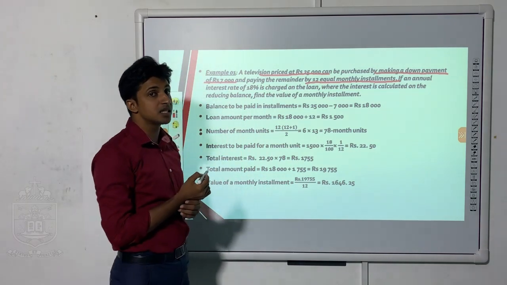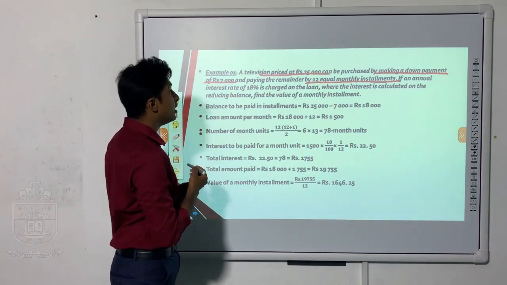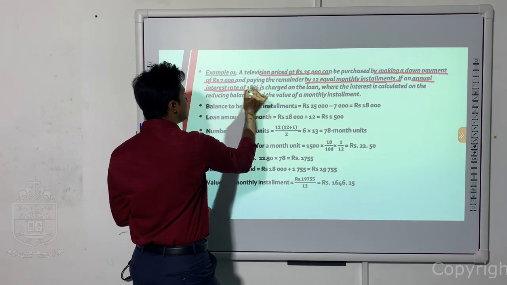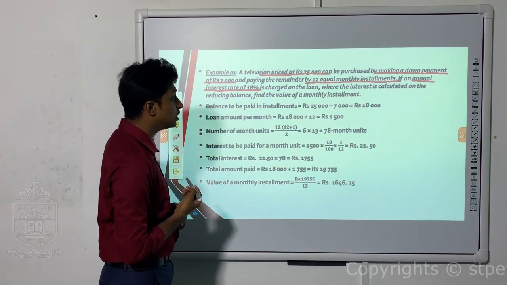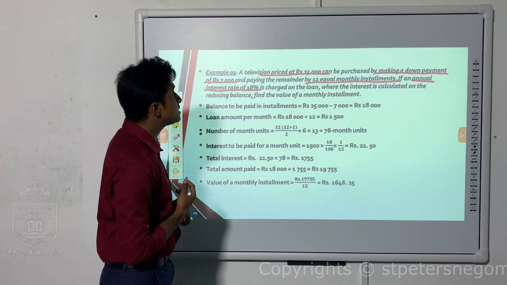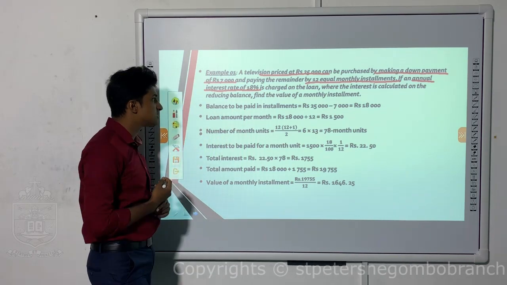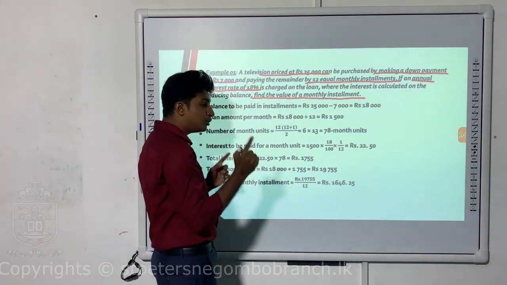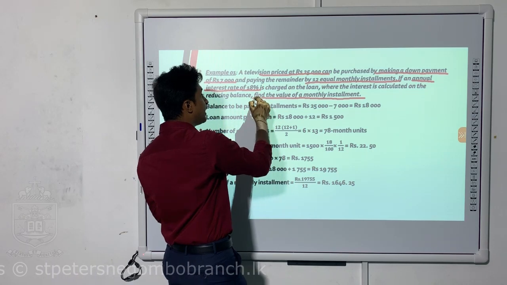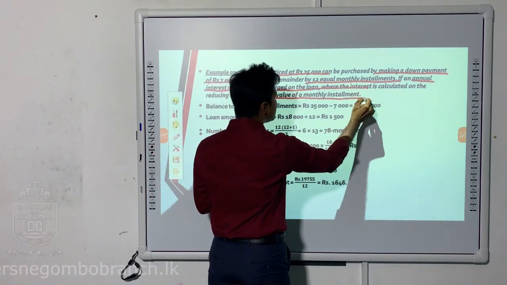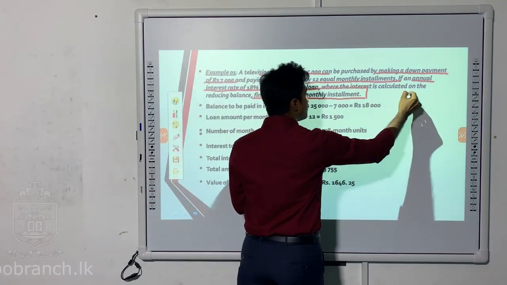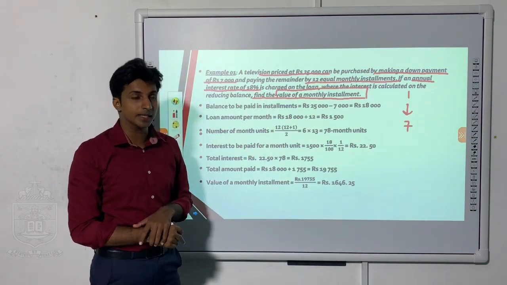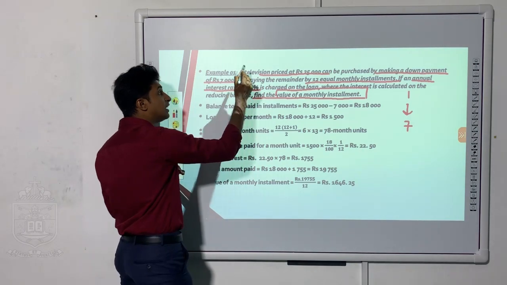I am underlining the things that I want. If an annual interest rate of 18% is charged on the loan, where the interest is calculated on the reducing balance, find the value of a monthly installment. So as I told you in the exam hint, if they ask you to find the value of a monthly installment, use the steps 1 to 7, going in the normal order. Then see, I have a television.